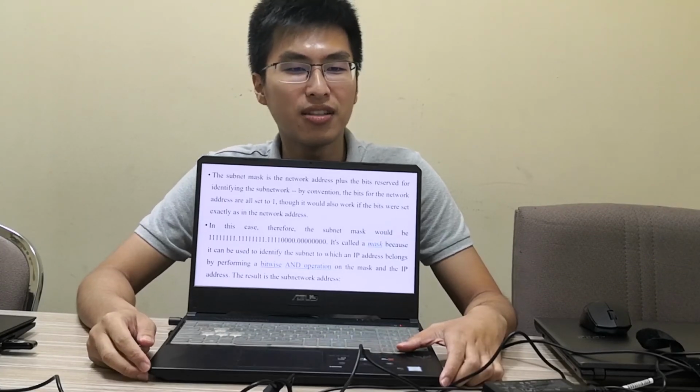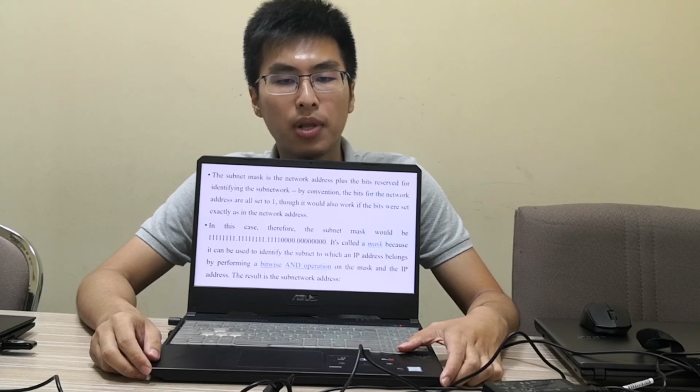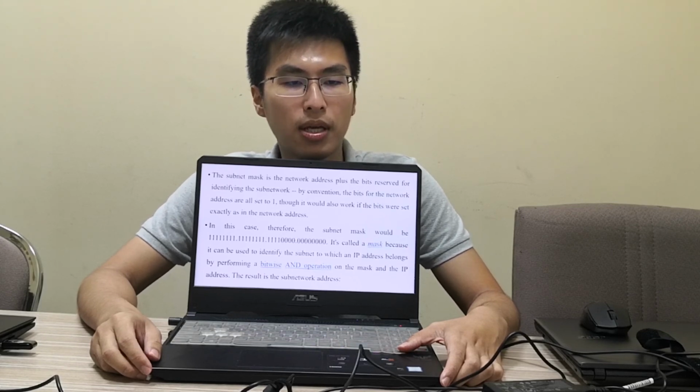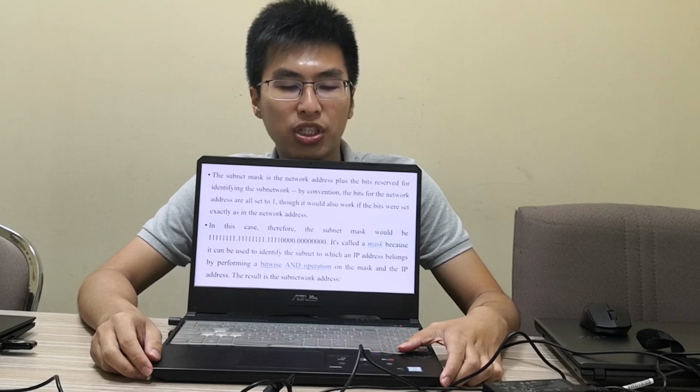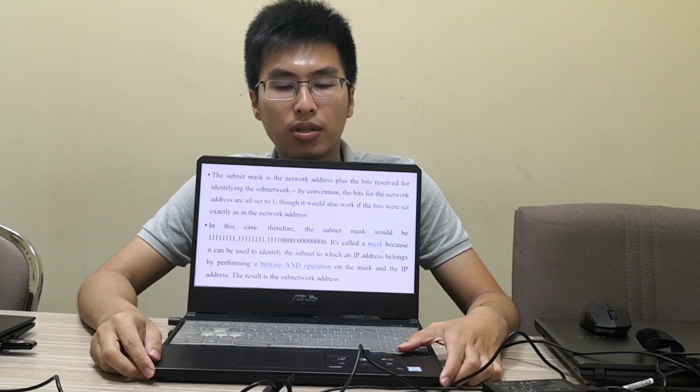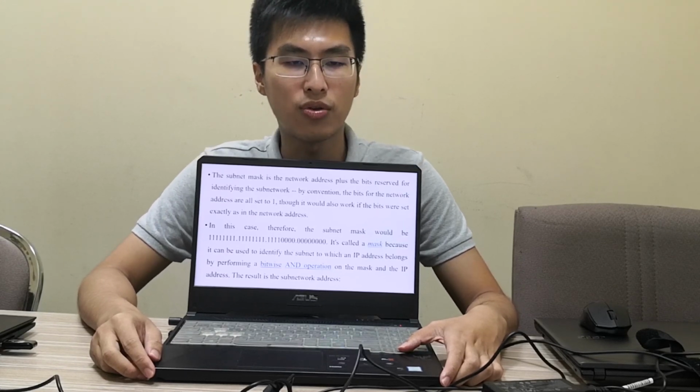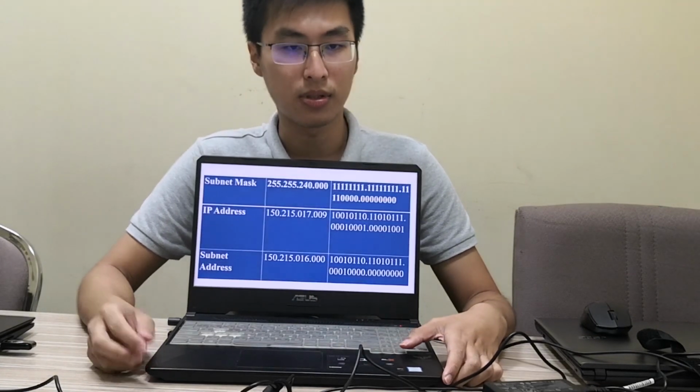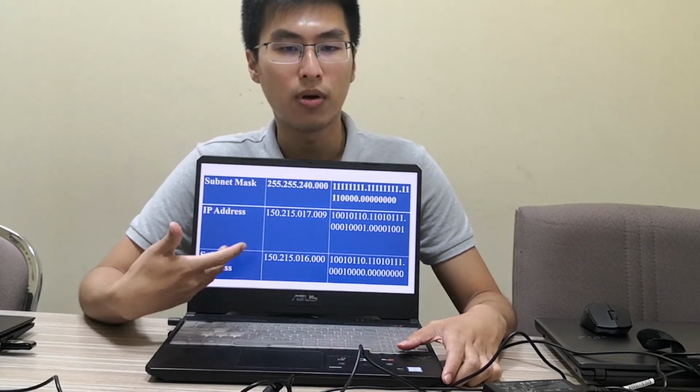In this case, therefore, the subnet mask would be like this. It is called a mask because it can be used to identify the subnet to which an IP address belongs by performing a bitwise AND operation on the mask and the IP address. The result is a subnetwork address. Next is the result, or the example of the subnetwork.